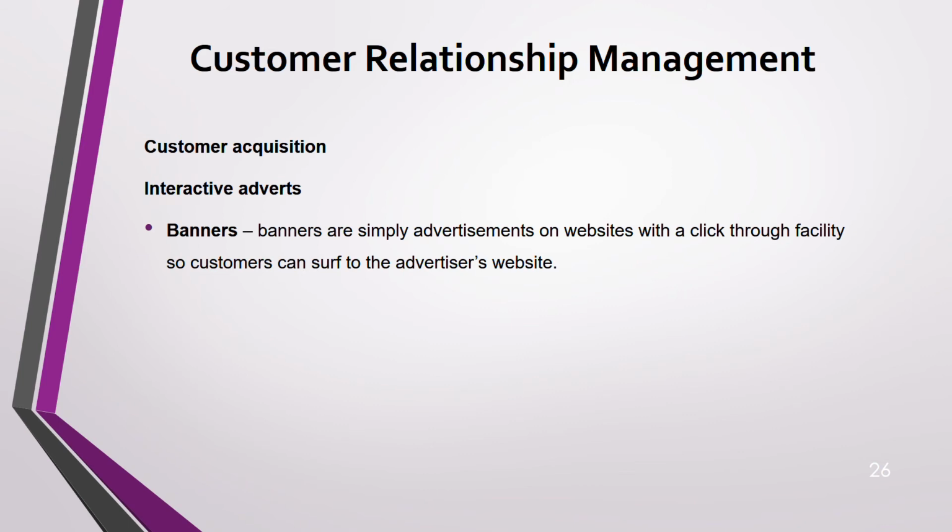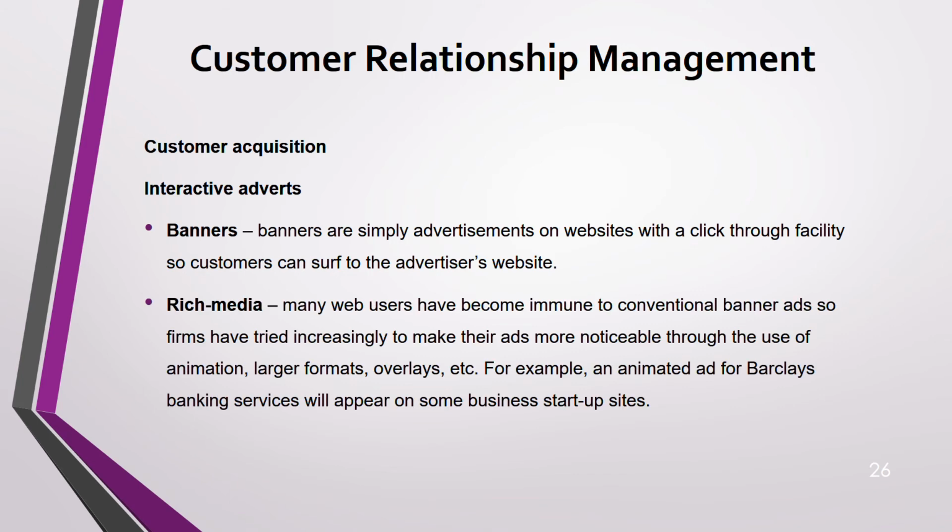Interactive adwords, banners. Through banners you can do this. Banners are simple advertisements on a website where you can just click, and then customers can surf to the advertiser's website. Second is rich media. Rich media means many web users are immune to conventional banner ads. So firms have increasingly tried to make their ads more noticeable through the use of animation, because they know that with a conventional banner ad, you and me, we are just going to ignore it because we are so used to it now. We don't care about it. We don't look at it. So to make it more noticeable, what do they do? They now include animation. They make it in a larger format, right?